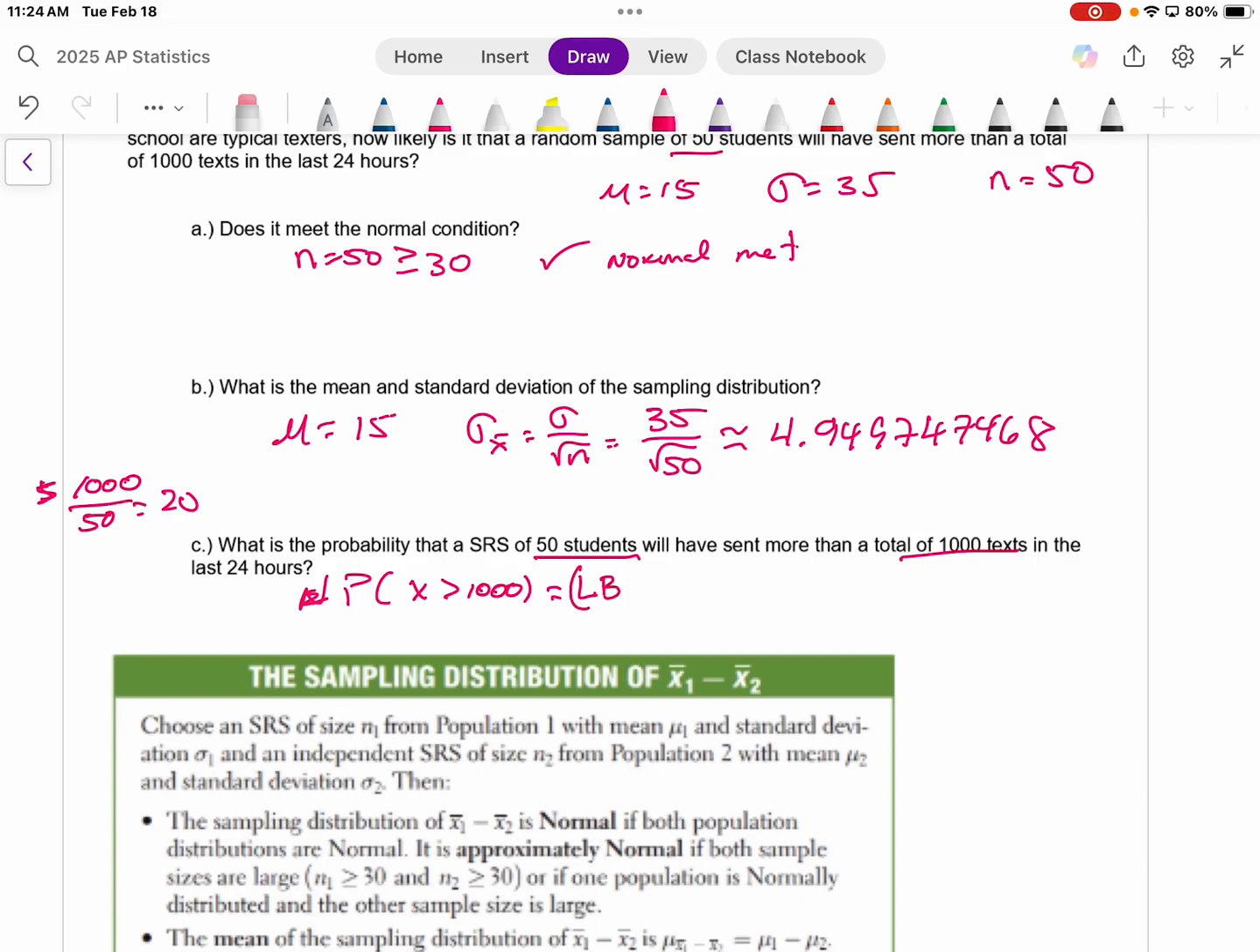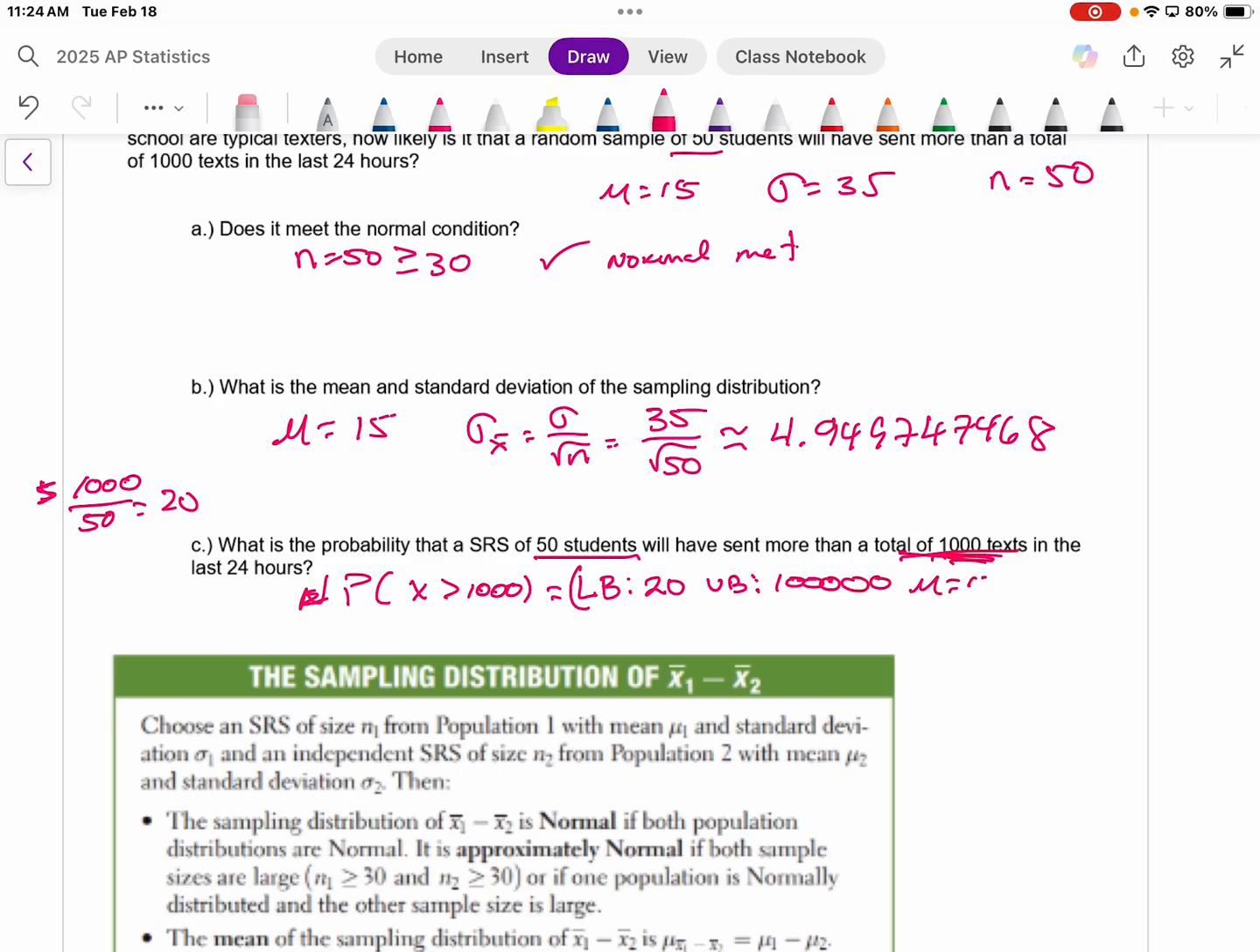Because if we just put in 1,000, a big number, then the other stuff is going to give us 0. This is all 50 students' total, so we have to figure out how much each one roughly sent. 20. So 20 is our lower bound. Our upper bound is something really big, bigger than 1,000, because 1,000 is what we have there.